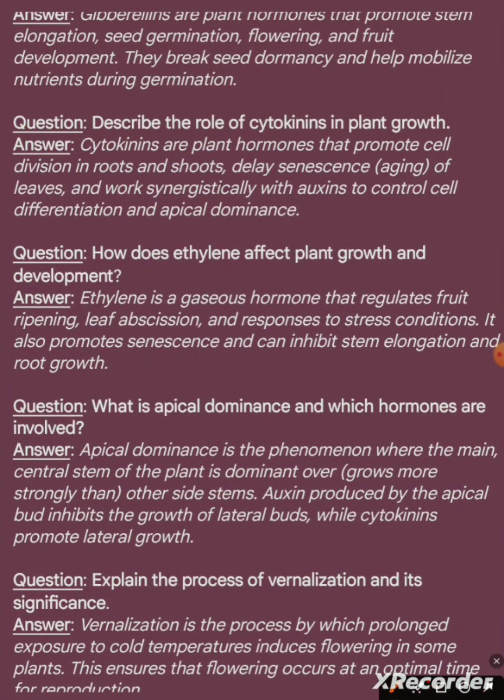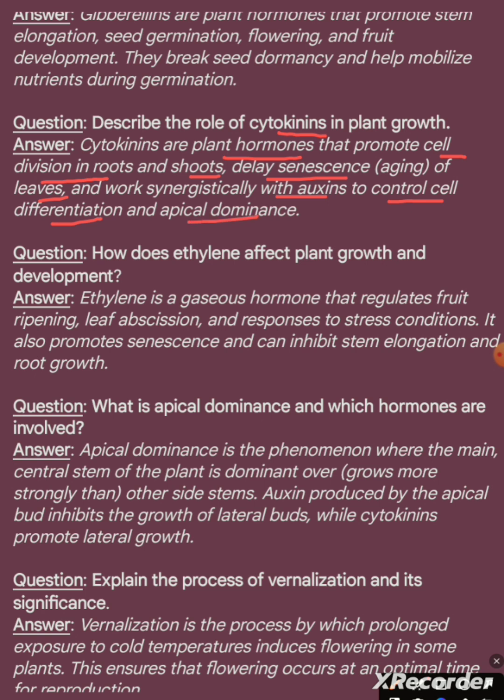Next question. Describe the role of cytokinins in plant growth. Answer. Cytokinins are plant hormones that promote cell division in roots and shoots, delay senescence, the aging of leaves, and work synergistically with auxins to control cell differentiation and apical dominance.